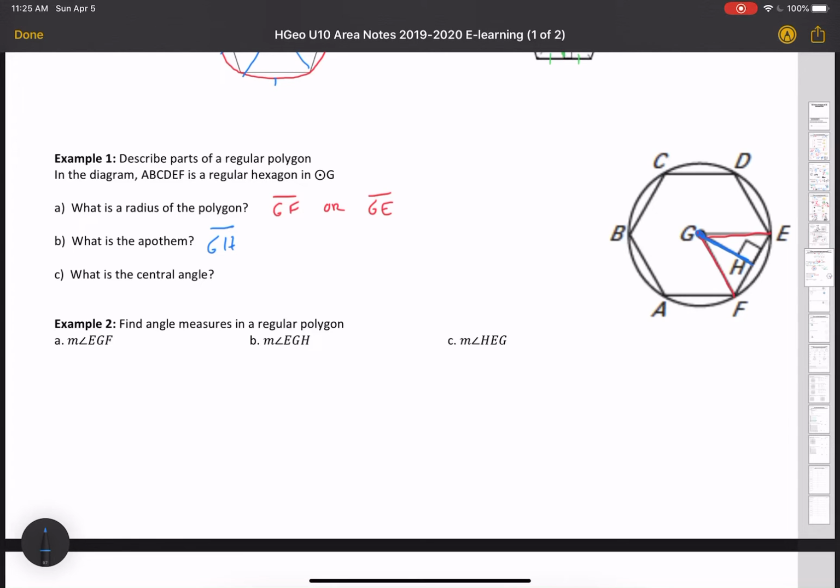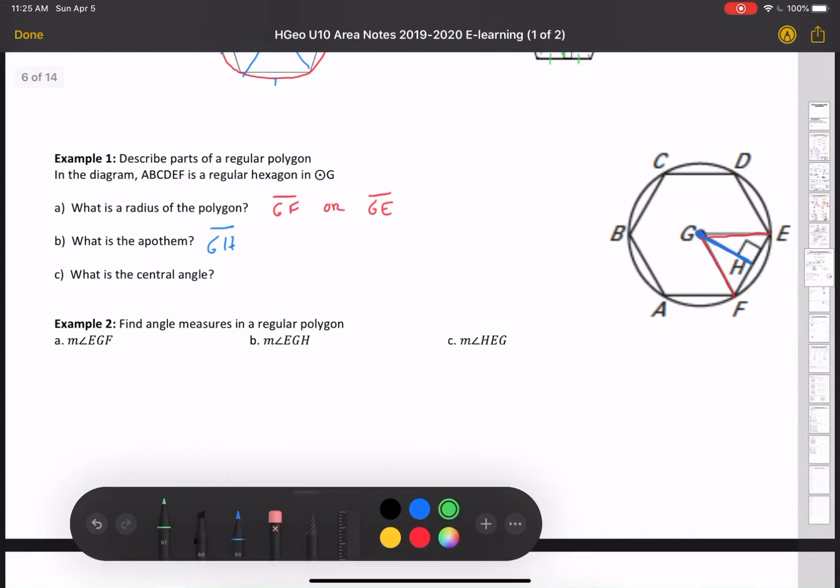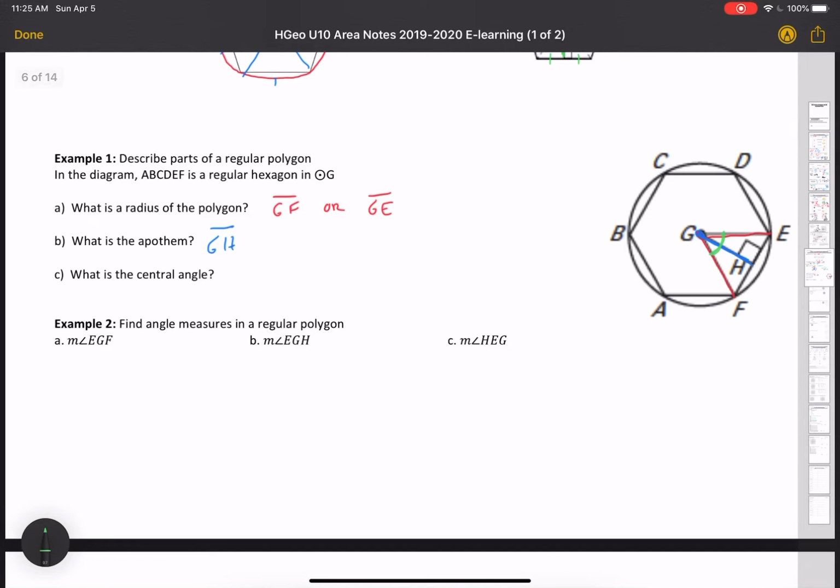Next, we want to find what is the measure of the central angle. And that's going to be in between two radii. Okay, so in between GE and GF, we're trying to find the measure of that angle. So we're going to take 360, and we're going to divide it by the number of sides. 1, 2, 3, 4, 5, 6. This is a hexagon. Okay, so the measure of the central angle is going to be 60 degrees. So if I want to find the angle measure in the regular polygon, E to G to F, well, that's what we just found. That's the central angle, so that's 60 degrees.